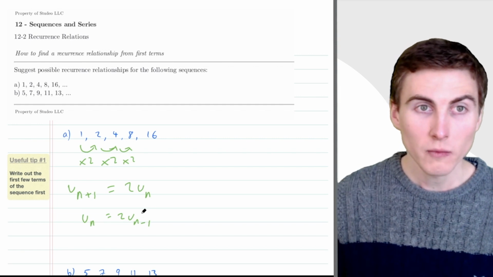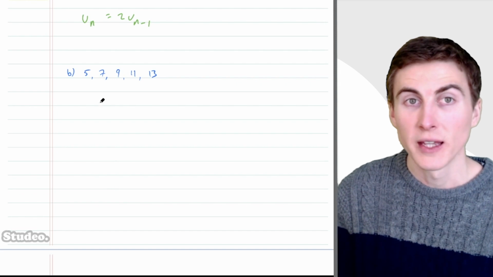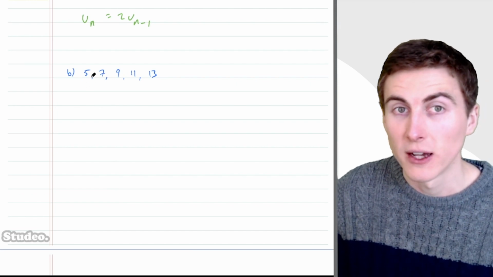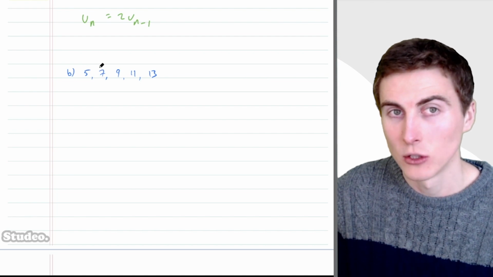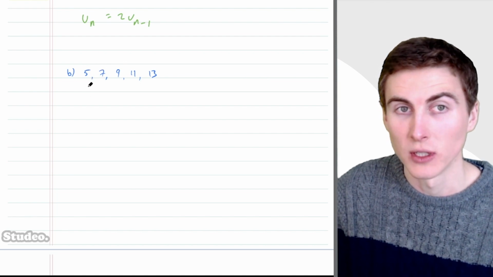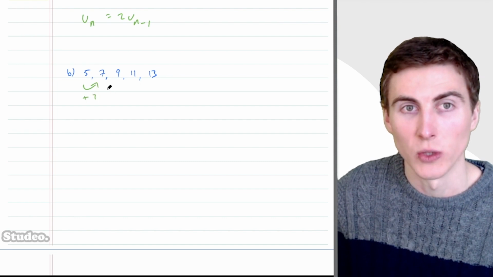Nice. Now for the second one, if we just scroll down here, again, the first thing we want to do is find out what the pattern is. To get from 5 to 7, we add 2. 7 to 9, we add 2 again. And so the pattern this time is quite simple. We just add 2 each time.